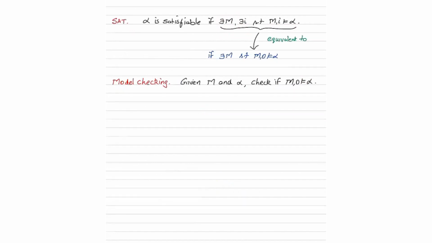I'm not saying anything about the past. I'm talking about the next step, eventually something happens, and so on. It's quite easy to see that you can equivalently define satisfiability as there exists a model where it is satisfied at the first time step. So M0 satisfies alpha. This is straightforward. So this is the satisfiability question.